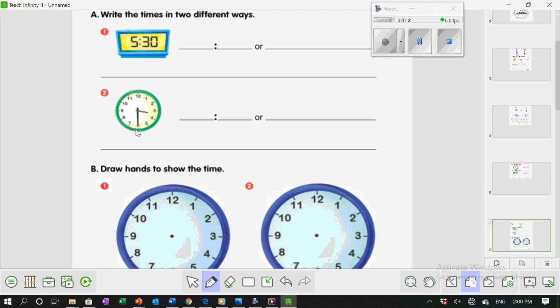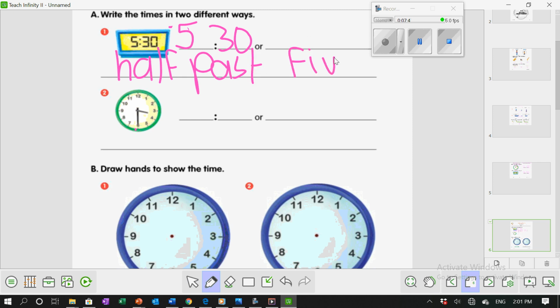So here is 5:30 on the digital clock, and here is 5. Okay, it is 5:30, or I say it's half past 5. Here, where is the minute hand? Excellent, on 6, so 30 minutes.